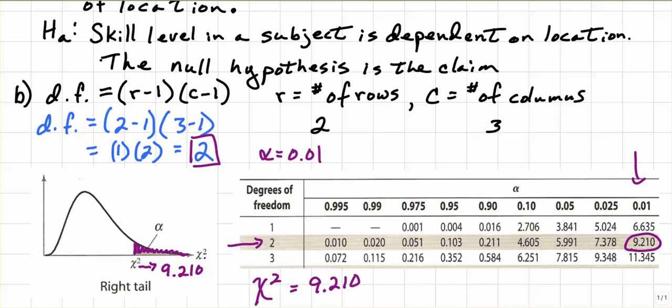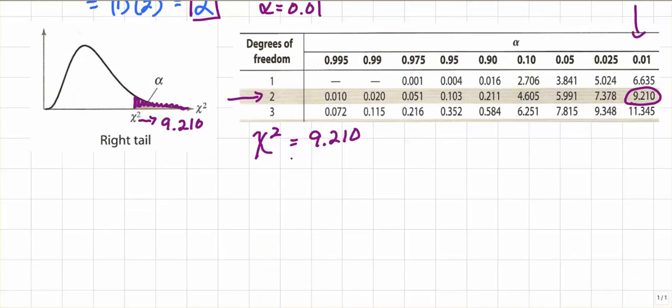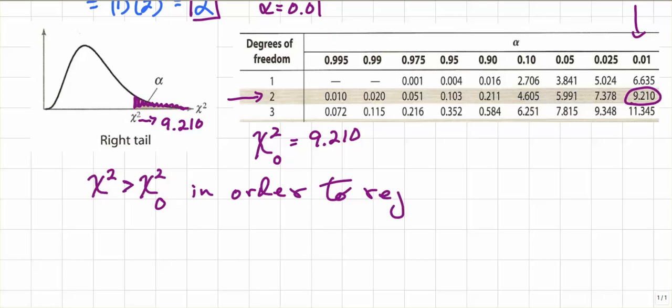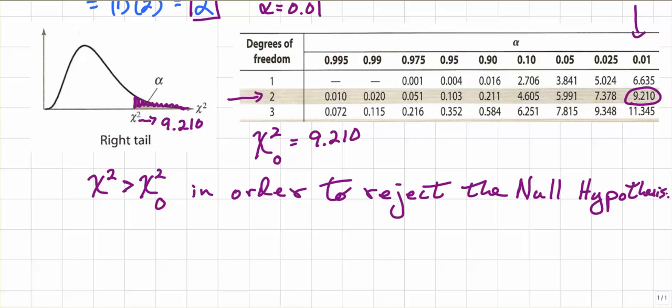Now, what we want to do is go ahead and decide what sort of inequality we can use to represent this. Well, we know that this Chi-Square here is actually my Chi-Square naught, or my critical value. I could look at it as the calculated Chi-Square is going to have to be greater than my critical value, Chi-squared naught, in order to reject the null hypothesis. Now comes the fun part, going ahead and calculating the Chi-square value, or the test statistic, for this particular problem.